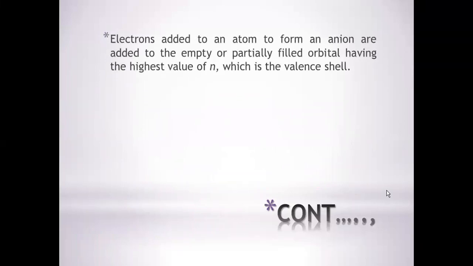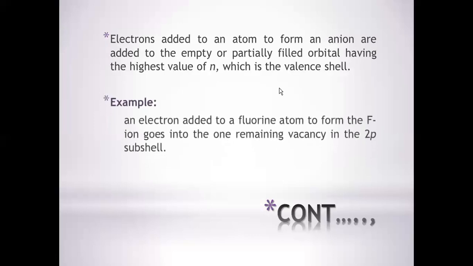Electrons are added to an atom to form an anion. Until now we have studied the cation. If you want to form an anion, what is the concept? You have to accept electrons, right? The electron is added to the empty or partially filled orbital having the highest value of n, which is the valence shell. So this seems similar to the cation case. It will accept at the highest principal quantum number as well as the highest energy level. So just go for this example.